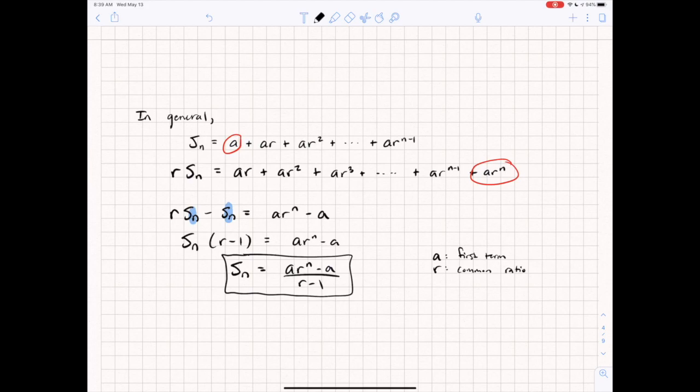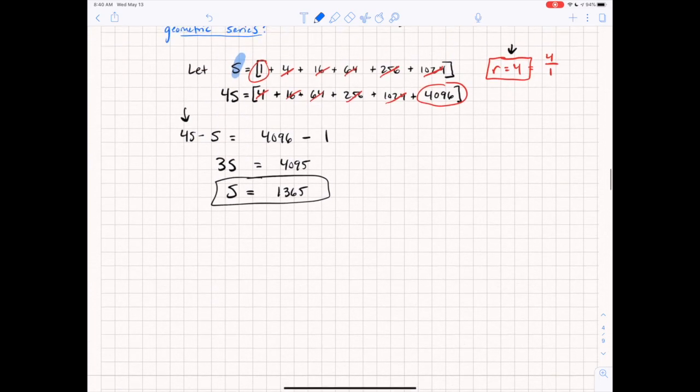Now in terms of the parts, what I want you to really see from this is that this ar to the n here is the extra term. A here is that first term that we were talking about. And notice how we're dividing by one less than the ratio. And that's exactly what we did here. We said, let's do 4095 divided by 3. And remember that 4095 came from getting that extra term, which was 4096, if I was to multiply by 4 one more time. And I subtracted from it the very first term in the series, which is 1.